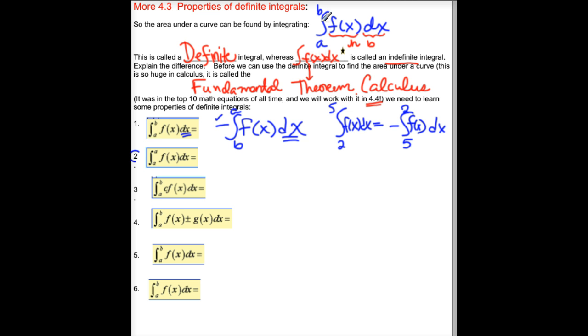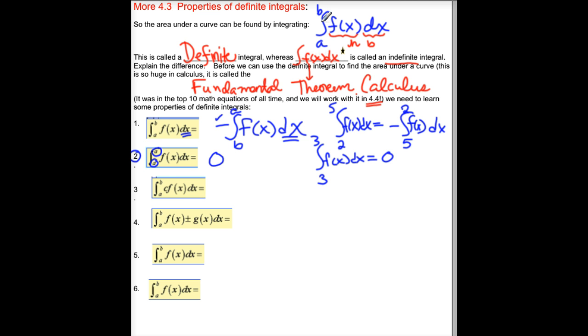The next one, number 2: when my limits of integration are identical, from 3 to 3, 4 to 4, a to a, that means there is no change along the x-axis, which means there really is no area, so the answer is 0. If you integrate from 3 to 3 of any function, dx is going to be 0, and when you multiply by 0, you get 0.